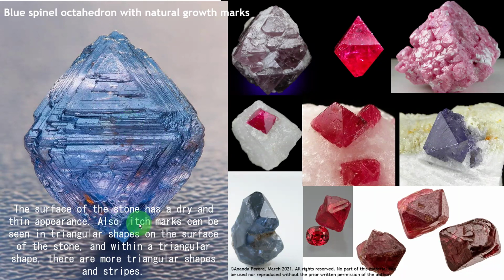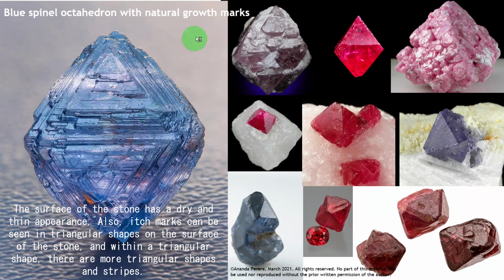And also etch marks. Etch marks can be seen in triangular shapes. A lot of triangular shapes are there on the surface of the stone. And within a triangular shape, there are more triangular shapes and stripes. Can you identify? This is the crystal shape.